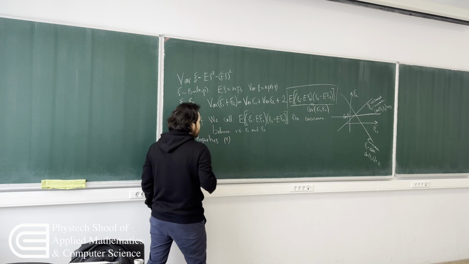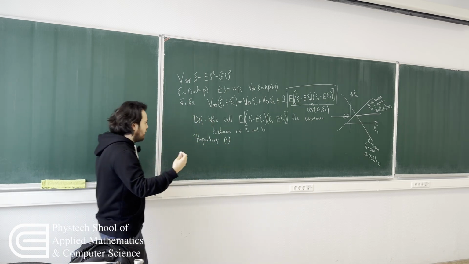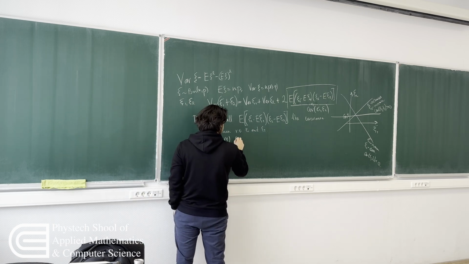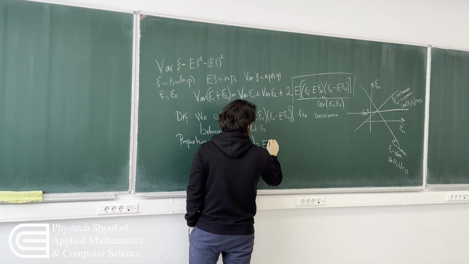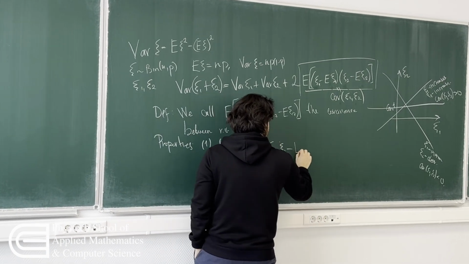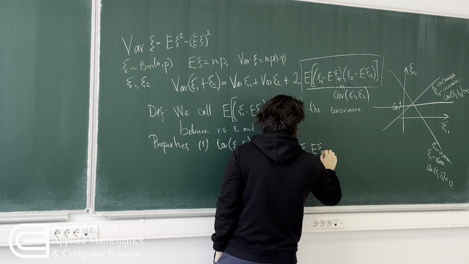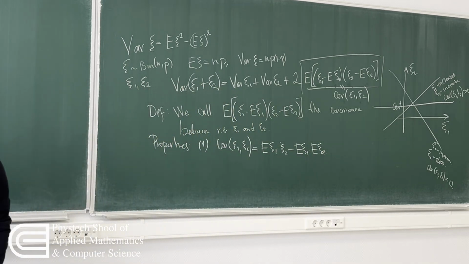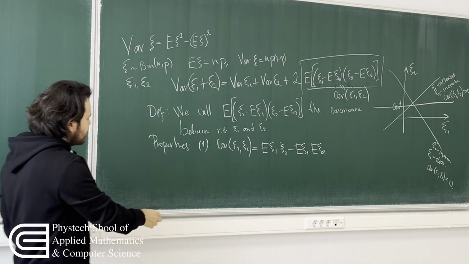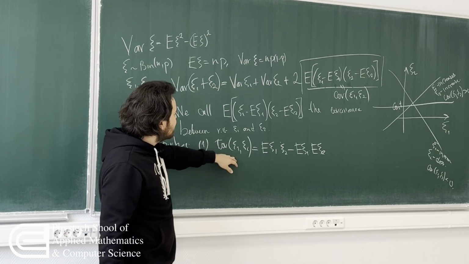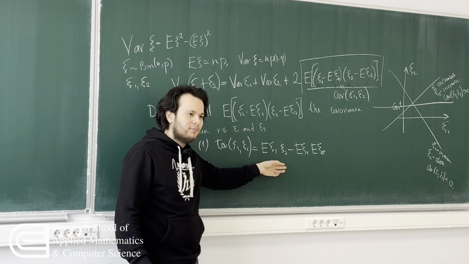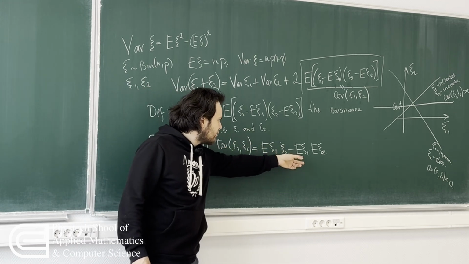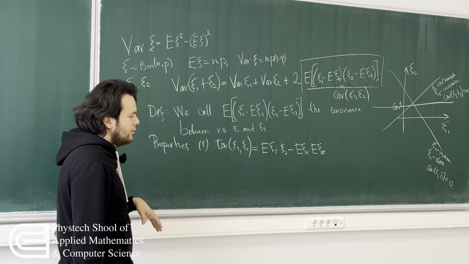So the first property is the formula that we use to compute the covariance. We'll have that the covariance between psi1 and psi2, we can compute it as the expected value of psi1 multiplied by psi2 minus the expected value of psi1 multiplied by the expected value of psi2. So this is the first property. Formally this is the definition that we have for the covariance, but the formula that we are going to use to compute the covariance is this one: the expected value of the product minus the expected value of psi1 multiplied by the expected value of psi2.